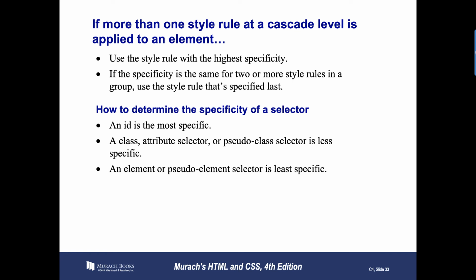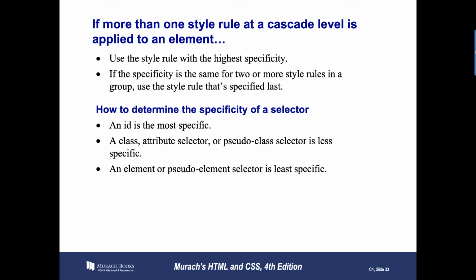All right. So if more than one style rule at a cascade level is applied to an element, use the style rule with the highest specificity. If the specificity is the same for two or more style rules in a group, use the style rule that's specified last. Now, how to determine the specificity of a selector, right? These selectors have weights. And depending upon their specificity, their weight, different things may override certain things in CSS.